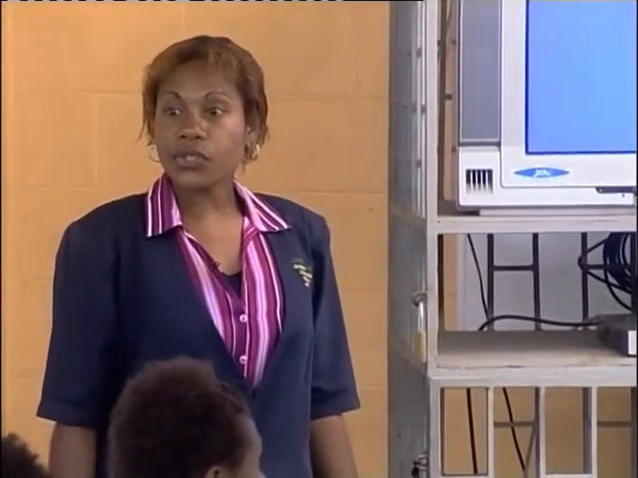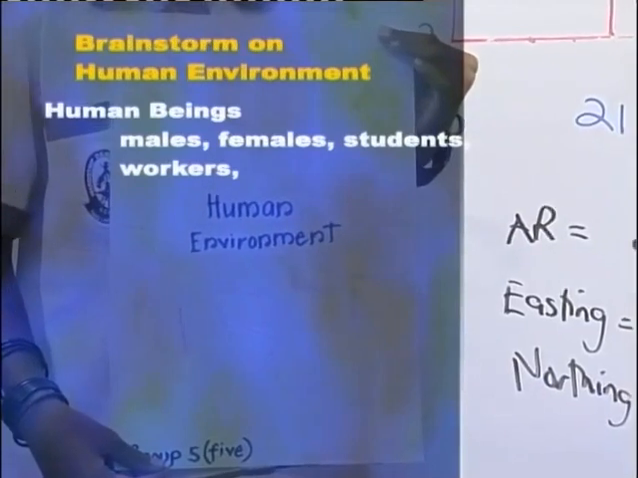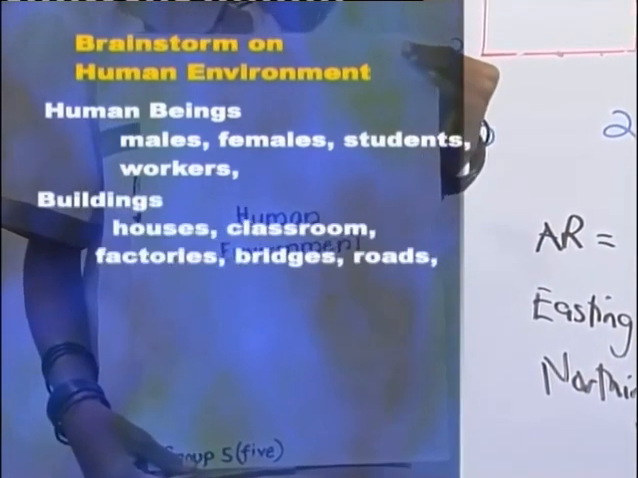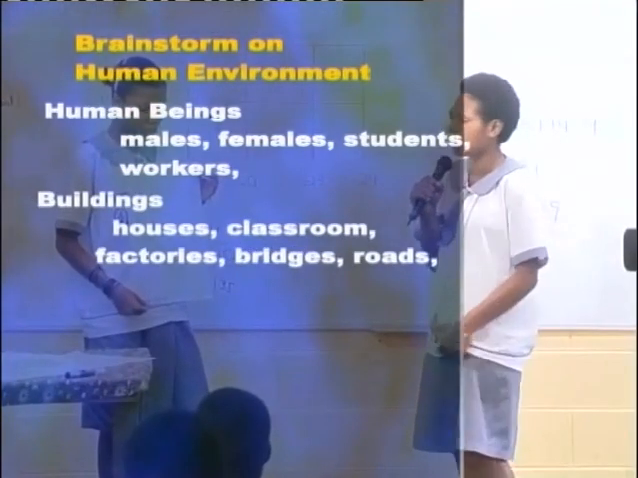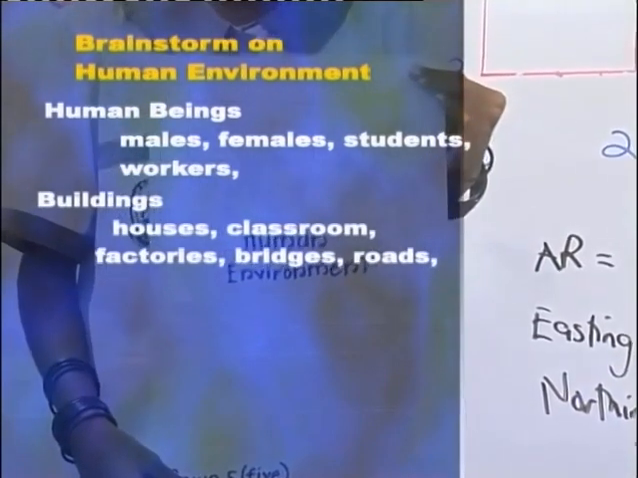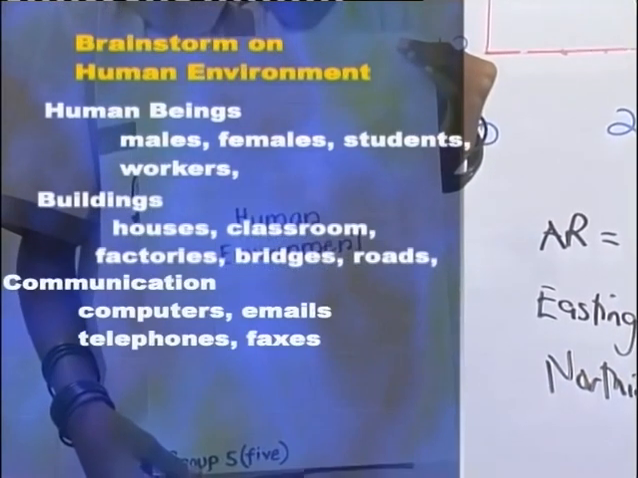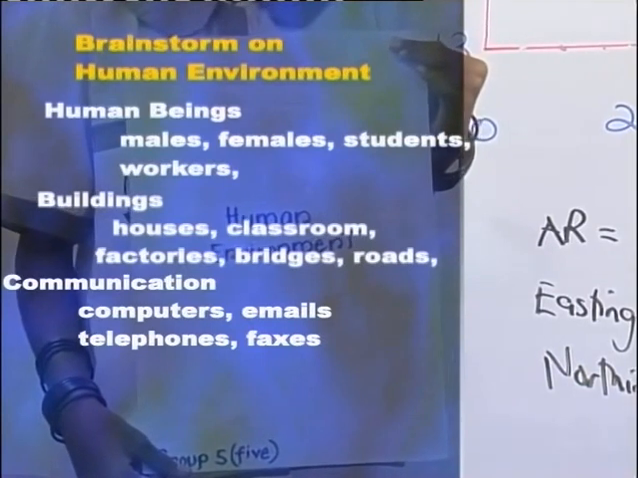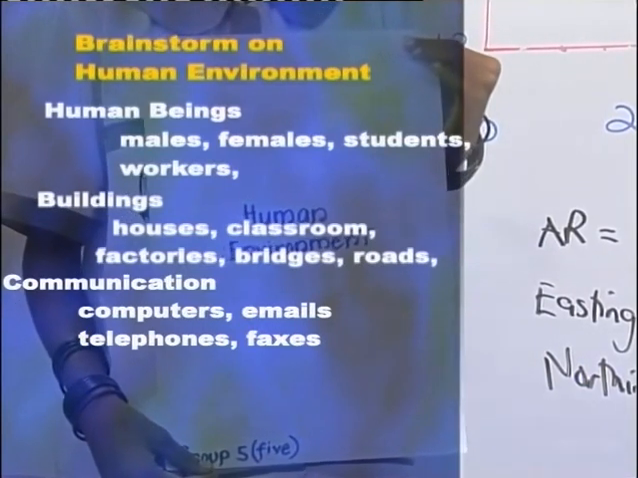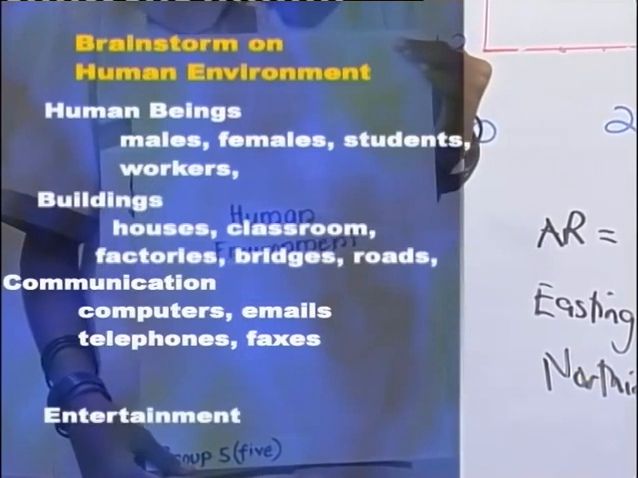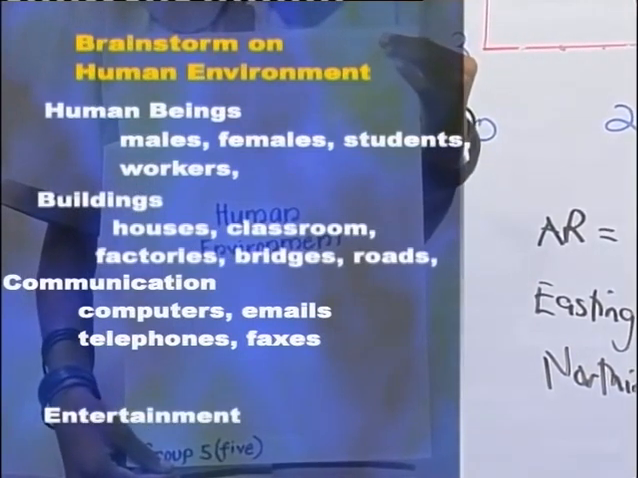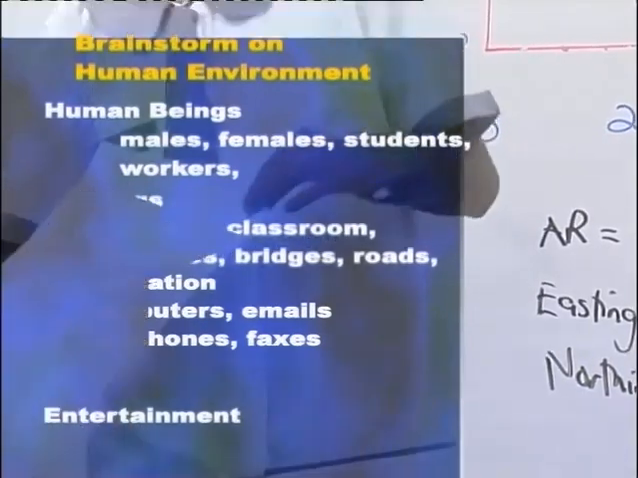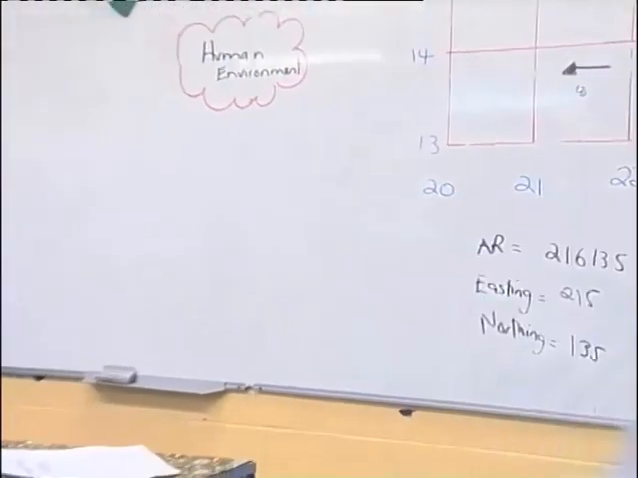The human environment is made up of human beings, males, females, students, workers, buildings, for example houses, classrooms, factories, bridges, roads, communication, computers, for example email, fax machines, telephones, mobile text messages, forms of entertainment, radio, TV, computers, video games, and vehicles. Good. Group 6 and last, group 7.